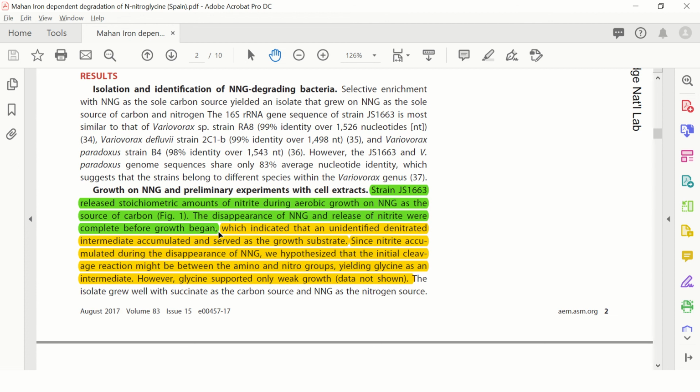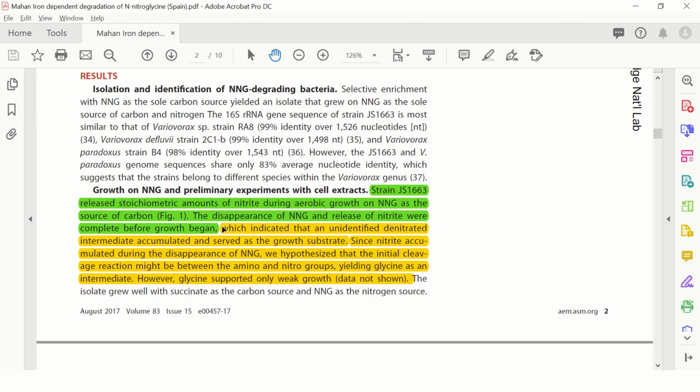So that's very similar to what I've said in the paragraph that I wrote. Now in yellow, this is their interpretation of that description, which indicated that an unidentified denitrated intermediate accumulated and served as the growth substrate. Since nitrite accumulated during the disappearance of NNG, we hypothesized the initial cleavage reaction might be between the amino and nitro groups, yielding glycine as an intermediate. However, glycine supported only weak growth, data not shown.